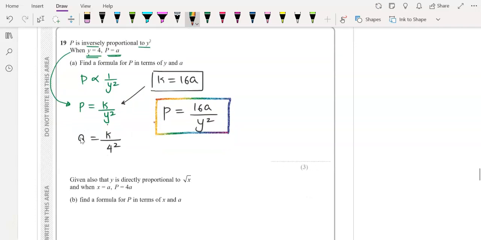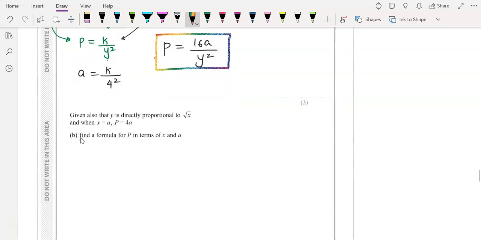Okay, moving to second part. Given also that y is directly proportional to square root of x. So it says y is directly proportional to square root of x. So let's convert this into equation. So y equal to, suppose m is the constant, I'll write here y equal to m root x.